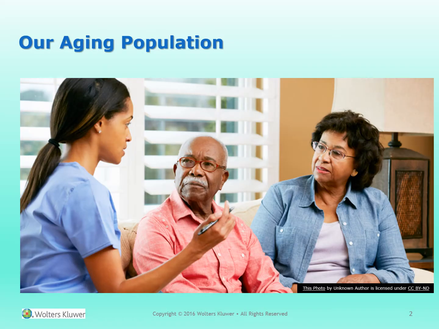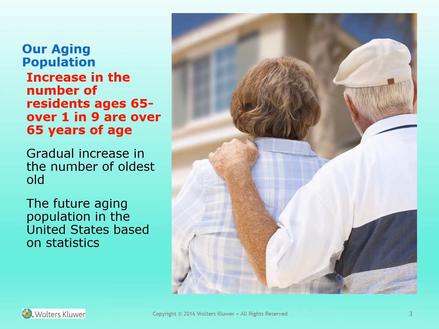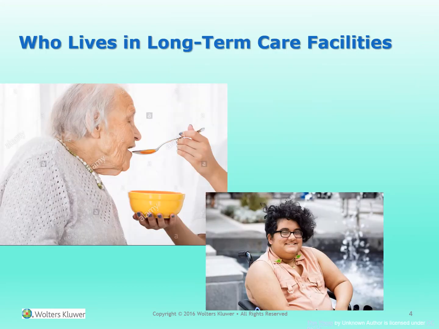Our aging population. There is an increase in the number of residents in ages 65 and over. Right now, there is 1 in 9 persons that are over the age of 65. There is also a gradual increase in the number of oldest old. The future aging population in the United States is based on statistics.